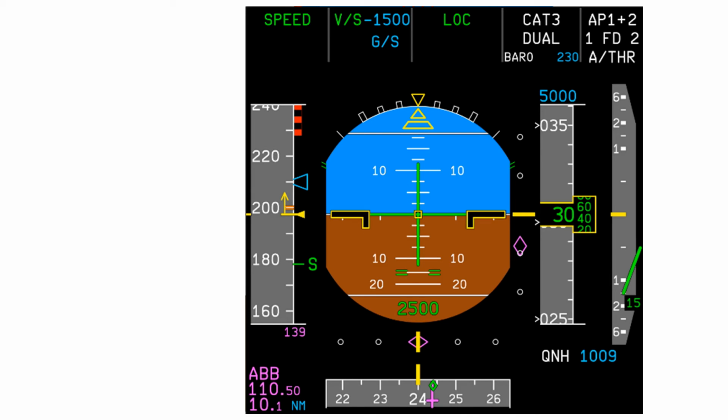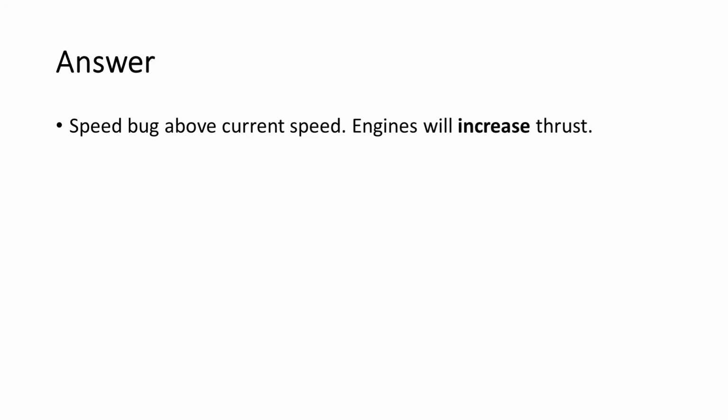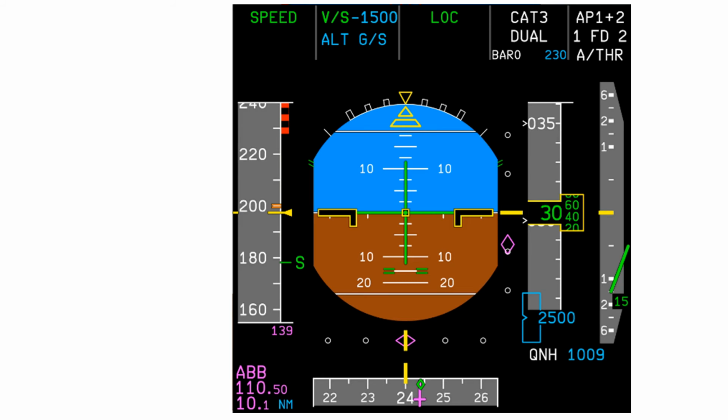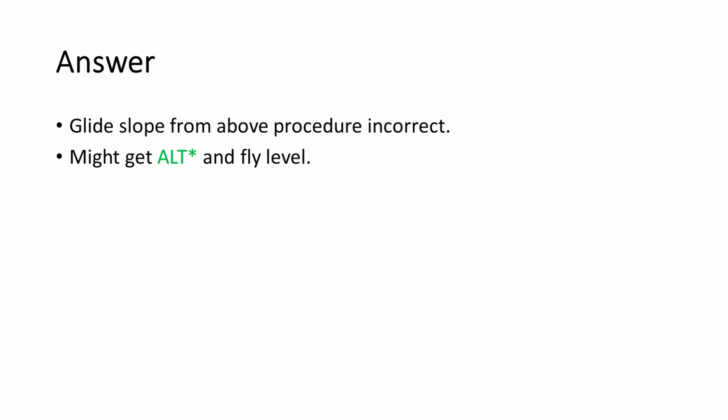Okay, so here's the first picture. So the answer is speed bug above the current speed, and the engines will increase thrust if you do that. Here's the next one. And the answer is you're doing an incorrect glide slope capture from above, and you might get into alt star and fly level on the approach, which of course is not what you want.